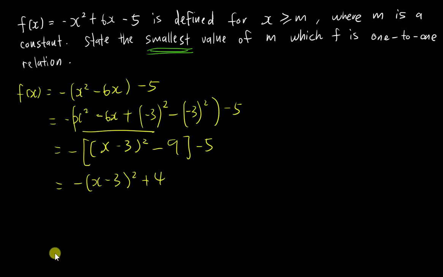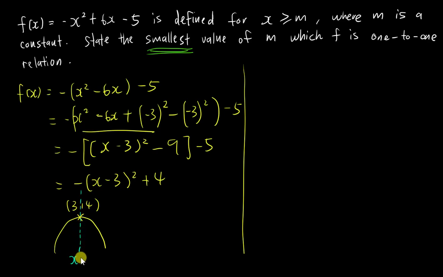Okay, so from here, at least I know my highest value, this one should be (3, 4). Alright, so if I want to make this into a 1-to-1 function, what I can do over here is actually split from the line of symmetry, right? x equals 3.